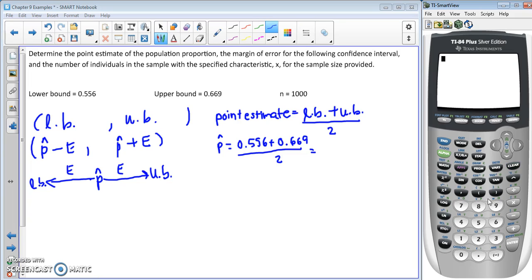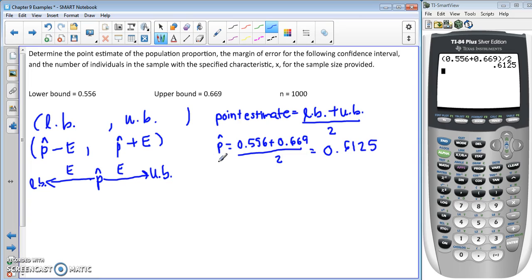So parentheses, 0.556 plus 0.669, close my parentheses, divided by 2. So our point estimate is 0.6125. That number should always fall in between our upper and lower bound.